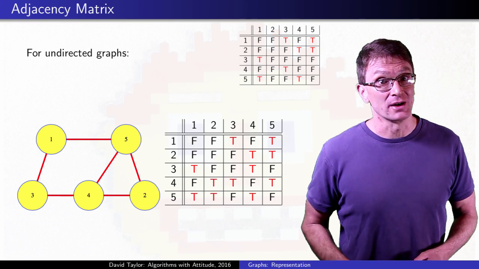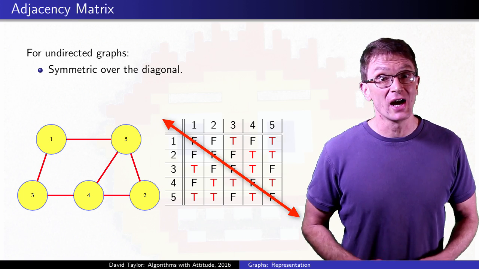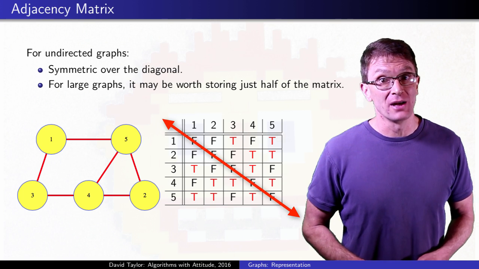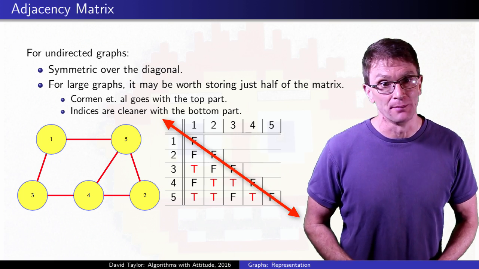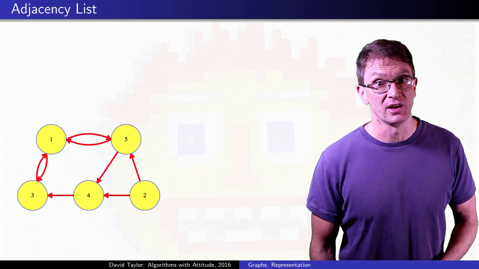Finally, for undirected graphs, the matrix is symmetric over the diagonal, so you could try to halve your space by just keeping one side. The Cormen book mentions keeping the top part, but I think the indices come out cleaner with the bottom part. Next comes the adjacency list representation.